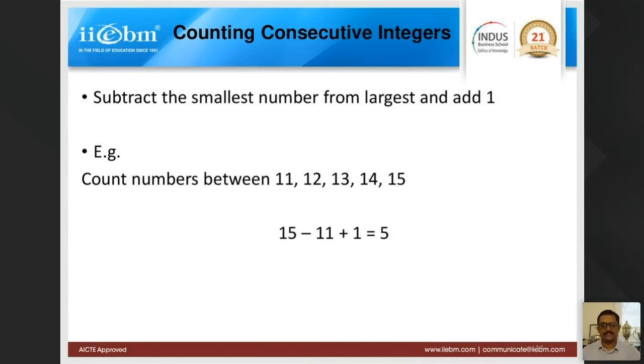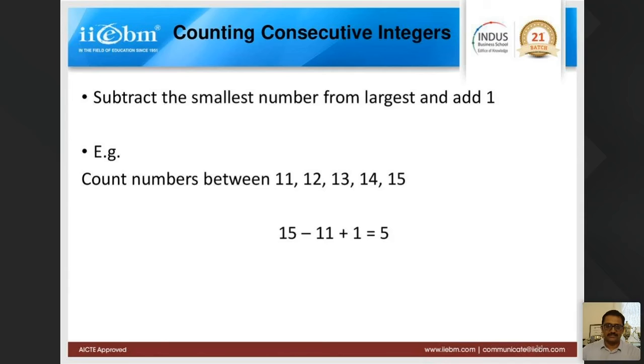How many digits are there? How many numbers are there? Now, how we count them is this: subtract the smallest number from the largest number and add 1 to that value. It will give us the count of integers, the count of numbers in that range. Let's say I want to find the numbers between 11 and 15.